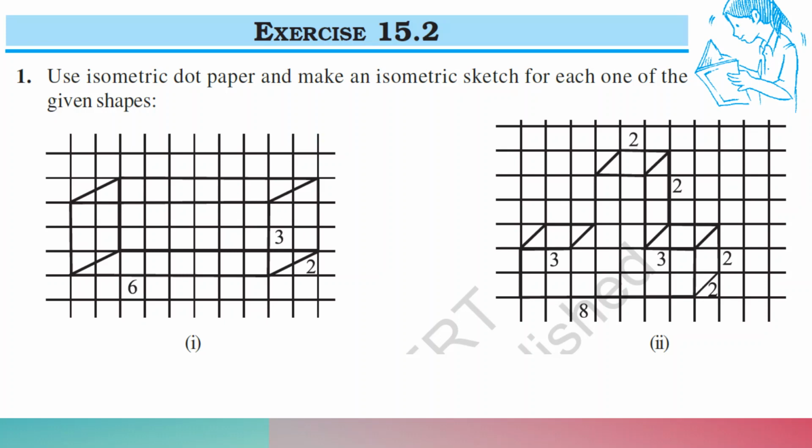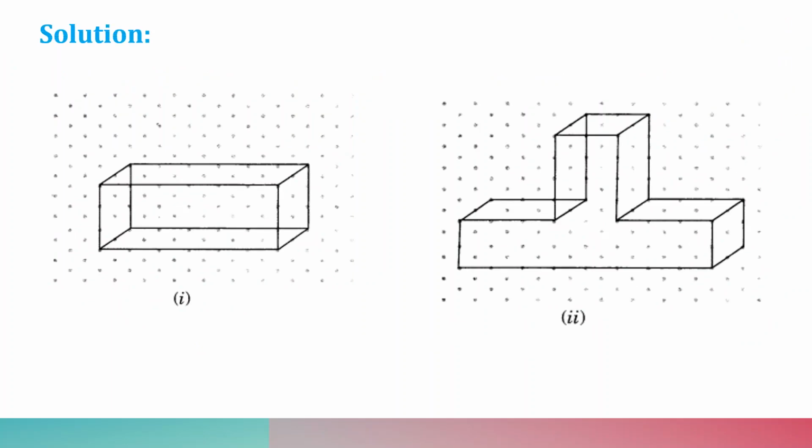For this, what you require is the isometric dot sheet. You can make duplicate copies of the isometric dot sheet which is present at the back of your NCERT book and use them to draw the isometric sketches of these. I'll just show how their isometric sketches will look. There are 4 parts of this question. I have taken only 2 parts over here, and this is how their isometric sketches will look.